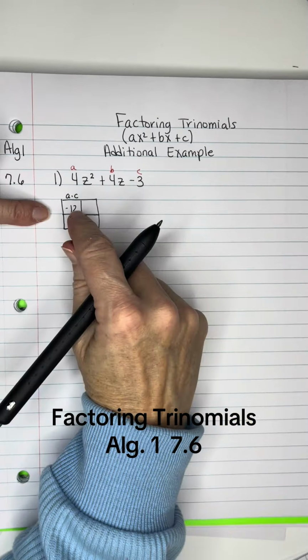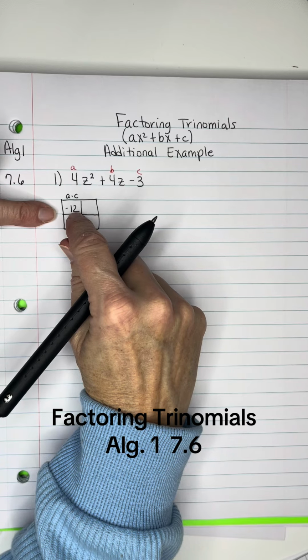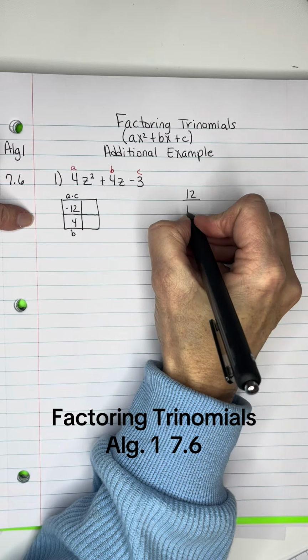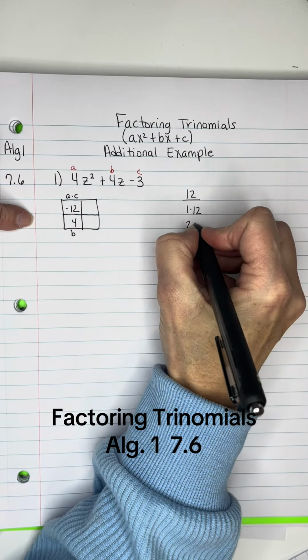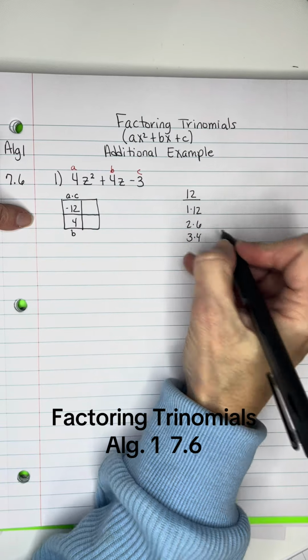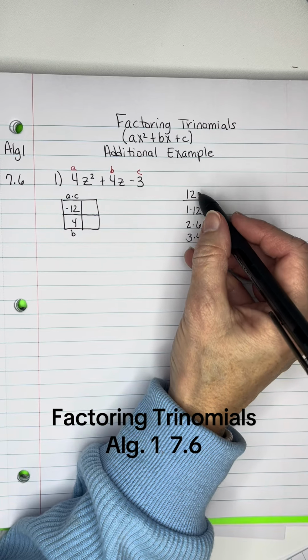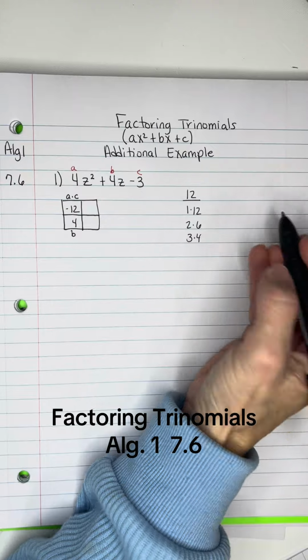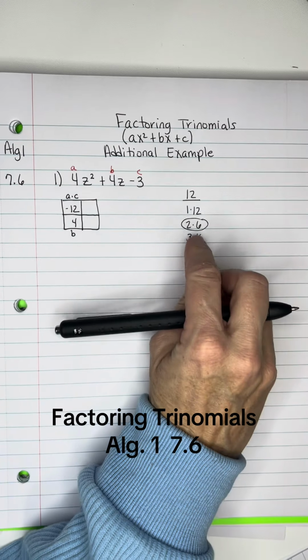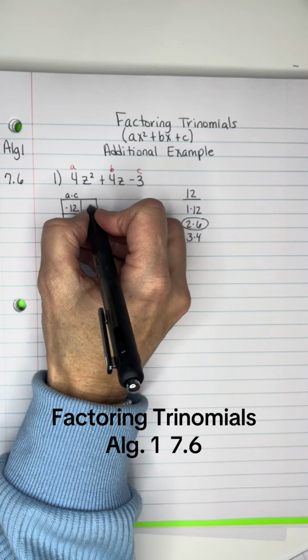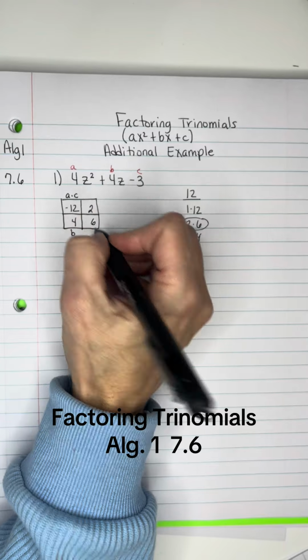All right, we're going to take the factors of -12, which is A times C. I'm just going to use the 12 for now. And that is 1 times 12, 2 times 6, and 3 times 4. Now, which one of these factors multiply to give me 12, but add or subtract to give me the 4? 2 and 6 will subtract to give me 4. So I'm going to use 2 and 6 in either spot.